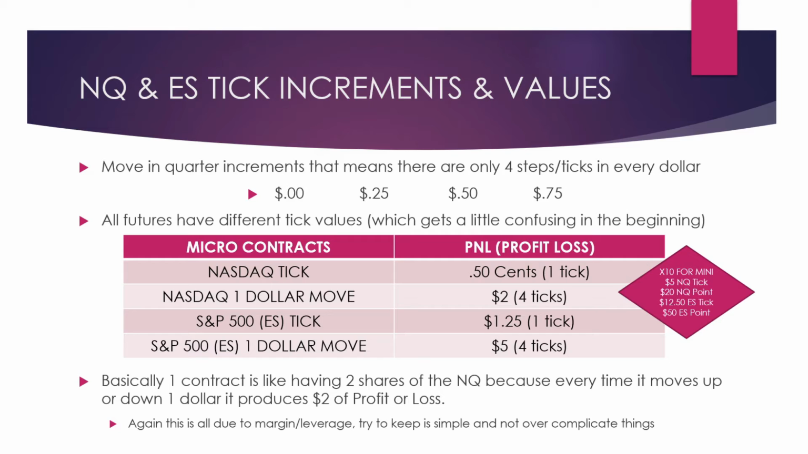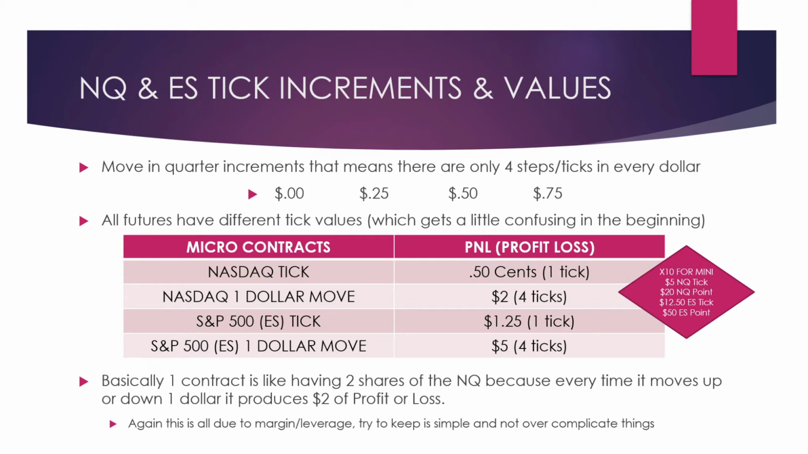Let's talk about the micro contracts for the NASDAQ. The NASDAQ has a 50-cent tick. So that means that every time the NASDAQ moves 25 cents, if you have one contract, your PNL will go up or down depending on which side of the trade it is at. It'll move by 50 cents. Now, since there's 4 ticks in one single dollar, a $1 move on the NASDAQ will create $2 of profit or loss. So basically, it's like having 2 shares. So if you buy one contract, it's like having 2 shares of the NQ, because every time it moves up or down $1, it produces $2 of profit or loss.